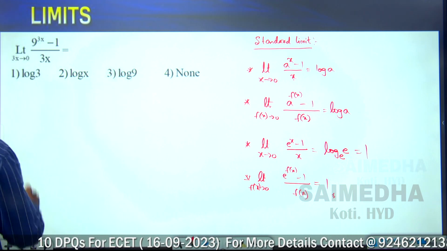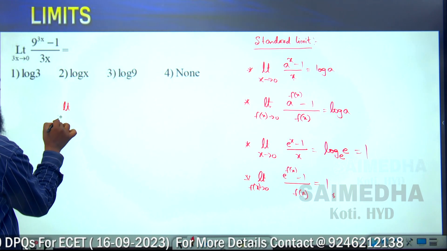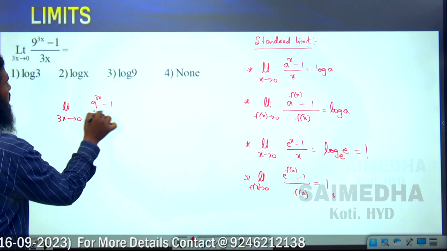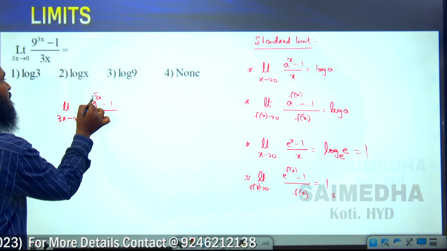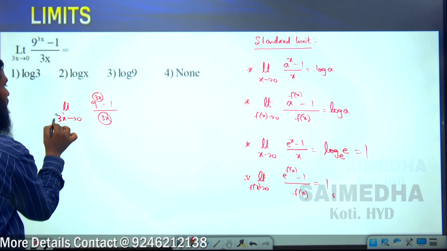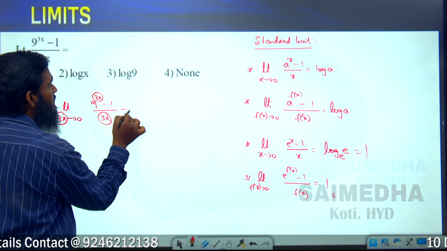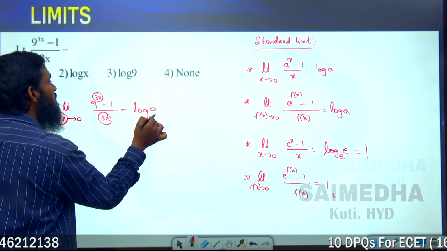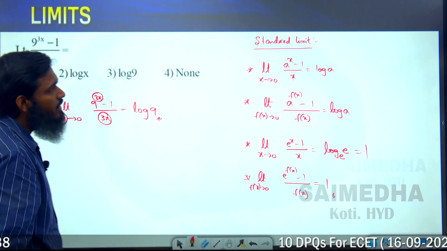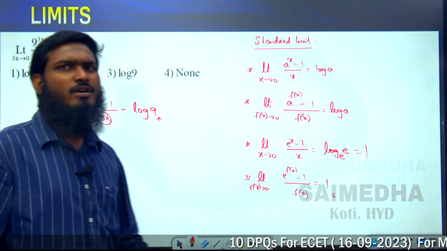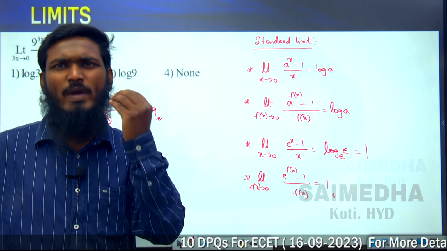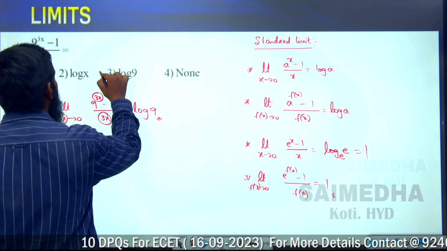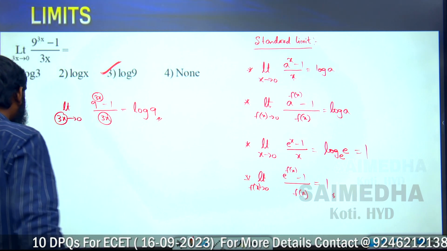Now let us take the question: limit 3x tends to 0, (9^(3x) - 1) divided by 3x. This function and this function are the same, so we can write the answer as log a. Here a is 9, so log 9 is the answer. If you remember the standard limits and shortcuts, the limits topic is very simple, and we can give the answers within seconds. So log 9 means let us go with the third option.